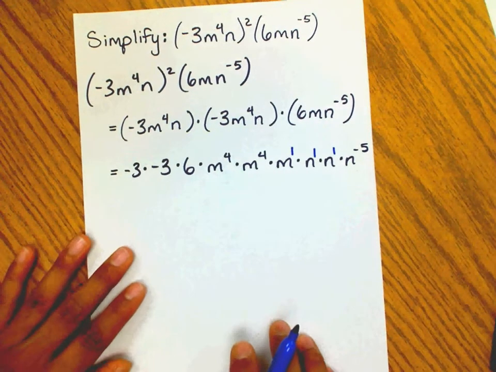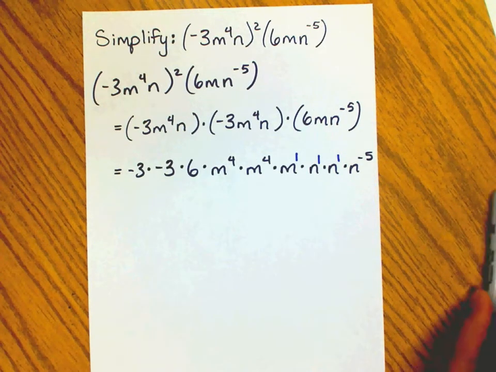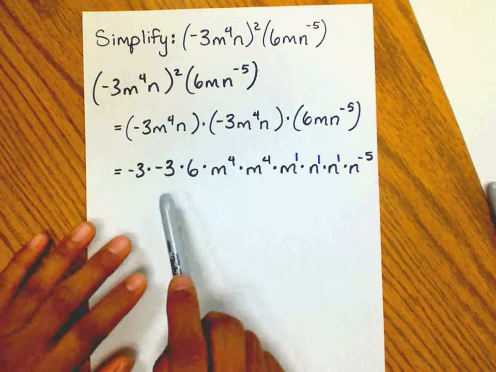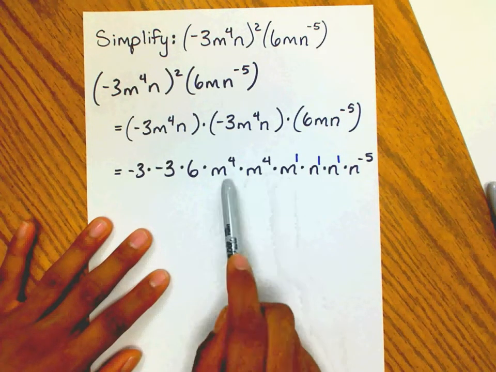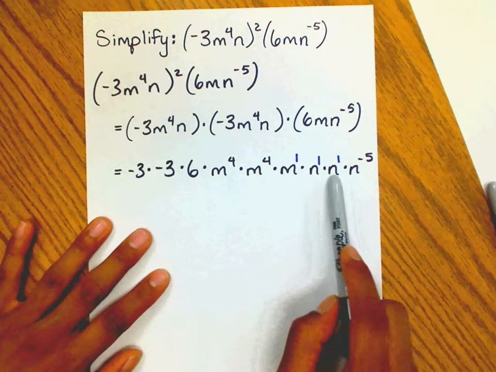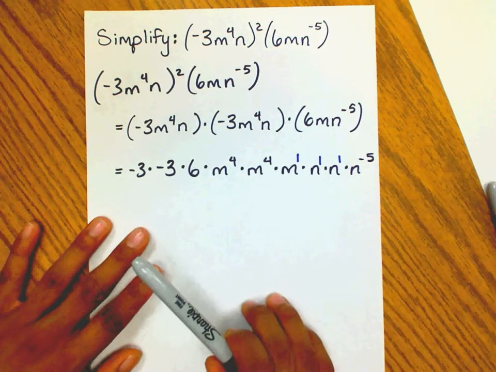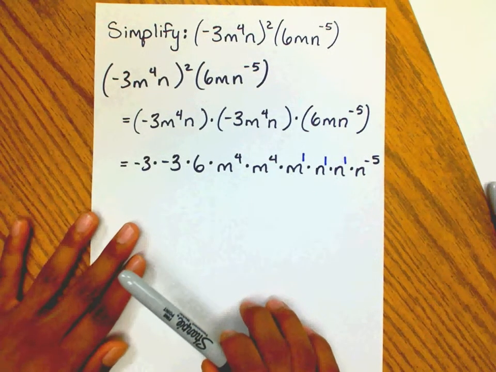Now, if anybody remembers, what do we do when we're multiplying? For the m's, they all have the same base. What do we do with the exponents? And for our n's, they all have the same base. What do we do with the exponents? If you said add, you're correct. We're supposed to add the exponents. And with these numbers, we're just going to multiply them.